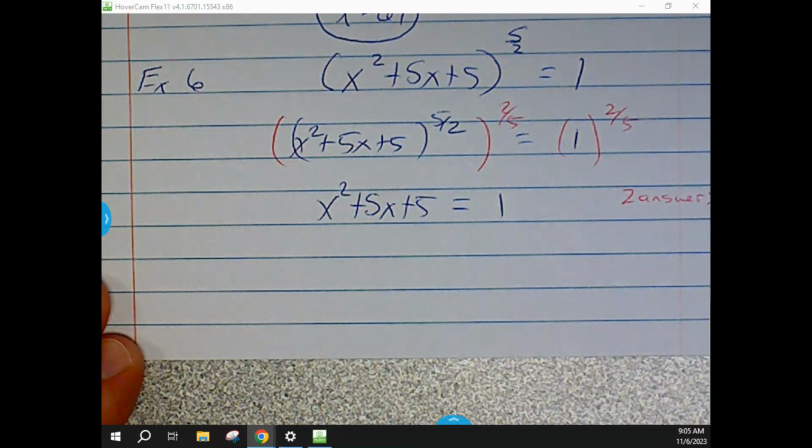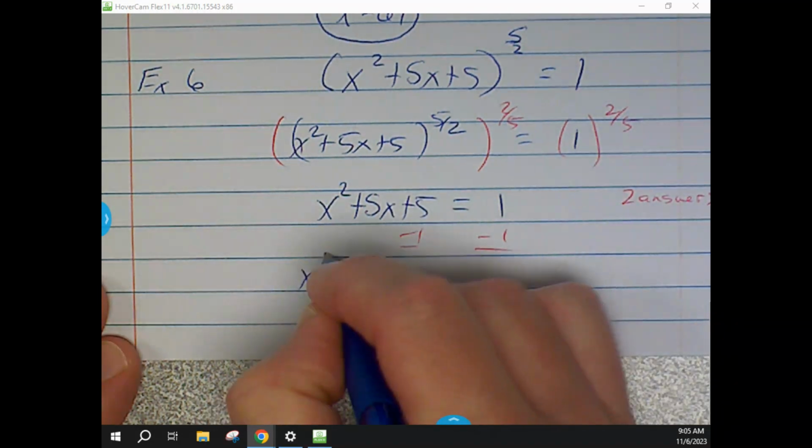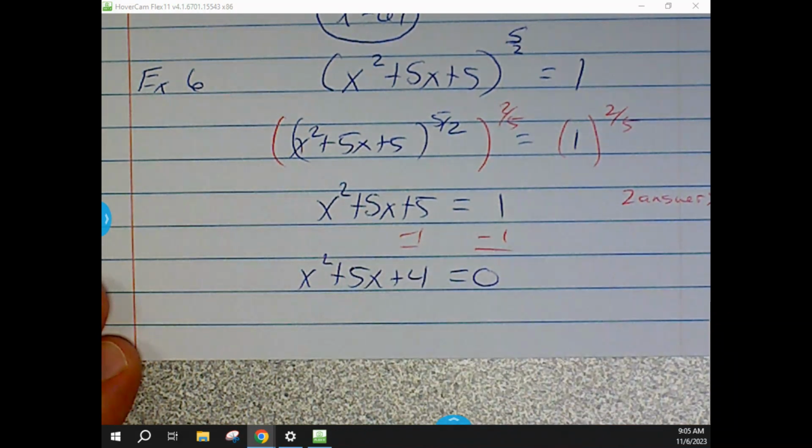Which means, guess what we get to do? Everybody's favorite thing to do. After we bring the 1 over, of course. Oh, there we go. We're going to do some factoring.